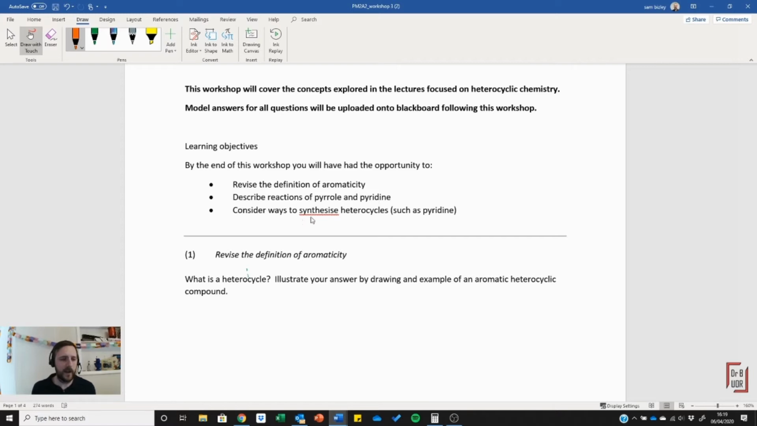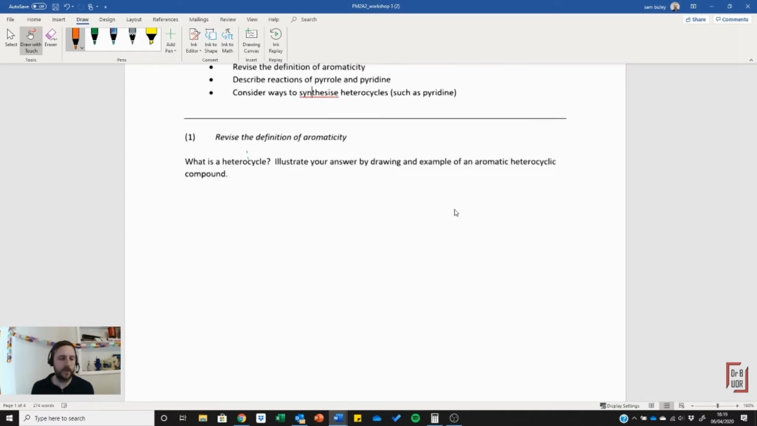And then finally, we'll look at how to synthesize those heterocyclic compounds. We're probably going to focus on pyridine, just to show you how we come up with these in the first place. It doesn't necessarily mean that they have to be naturally occurring structures for us to be able to use them. We can synthesize those from earlier points as well. So there's a few different bits for us to focus on there.